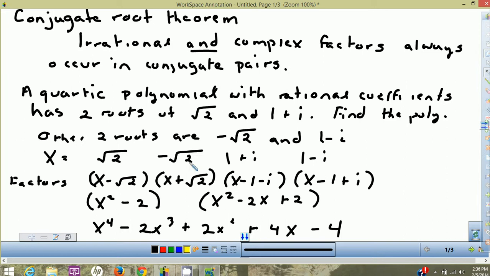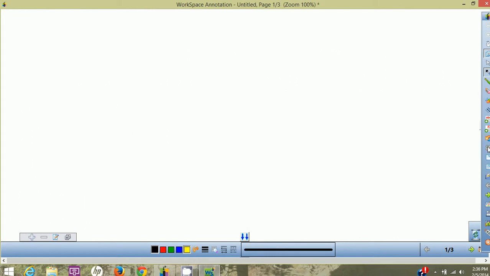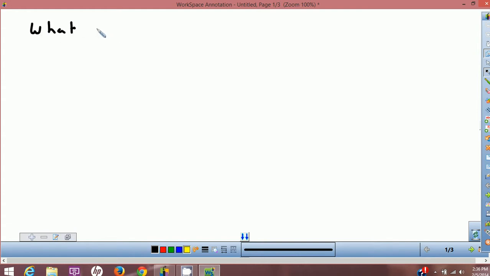All right, let's do another example of this same type of problem and answer the question: what is a third-degree polynomial function that has rational coefficients with roots negative 4 and 2i? So let me write that down so you have it to look at. What is a third degree? Okay, so think about that. What's that going to tell you about how many factors, how many zeros you've got?